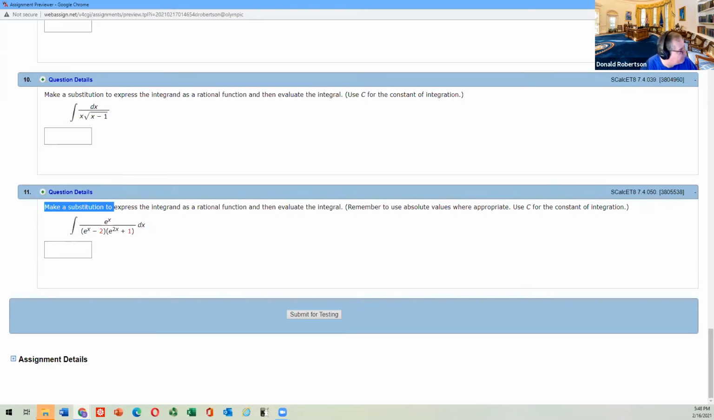So there are two of them. The first one is dx, x over the square root of x minus 1. And the second one is e to the x over e to the x take away 2 and e to the 2x plus 1. Okay. Now, let's return and figure out how that's going to work, how we're going to solve the question.